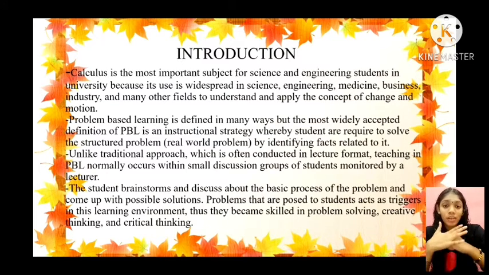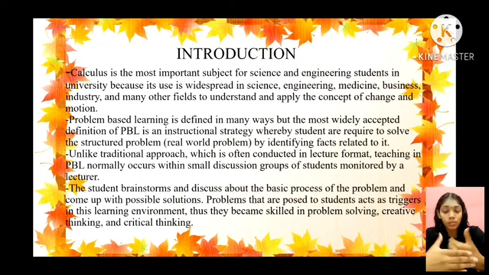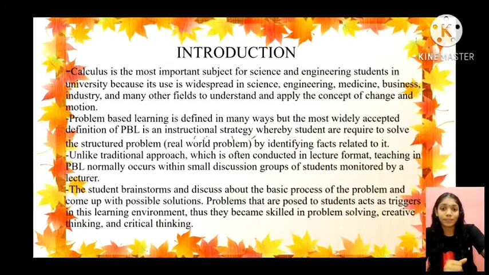Later on, the students are asked to brainstorm and discuss the basic process of the problem and come up with possible solutions. The questions that are posed act as a trigger for the students in this learning environment and help them become more skilled in problem solving, critical and creative thinking.